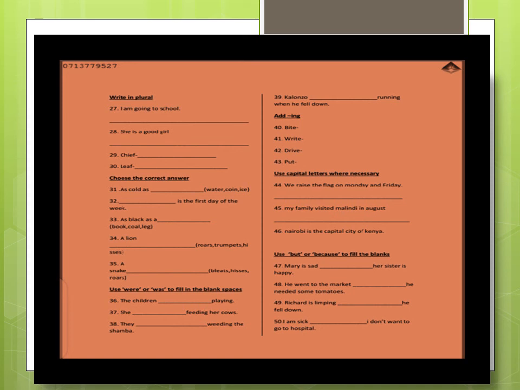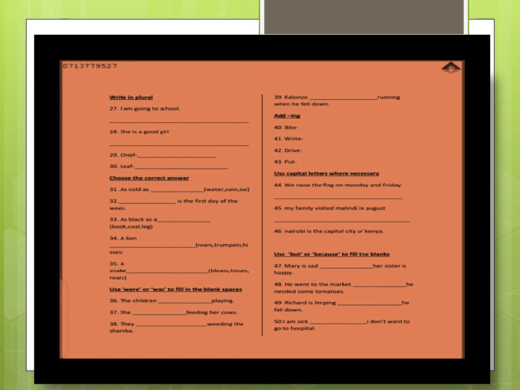My family visited Malindi in August. My, start it with a capital letter. Family visited. Malindi is a town, also write it starting with a capital letter. In August, month of the year, write it also starting with a capital letter. Nairobi is the capital city of Kenya. Start Nairobi with a capital letter. Kenya also with a capital letter.